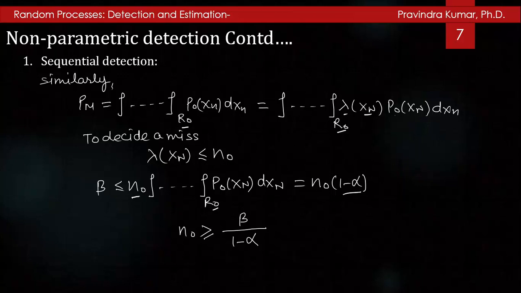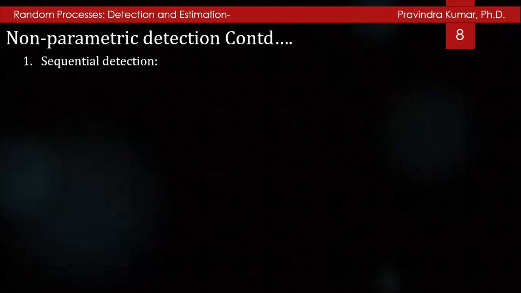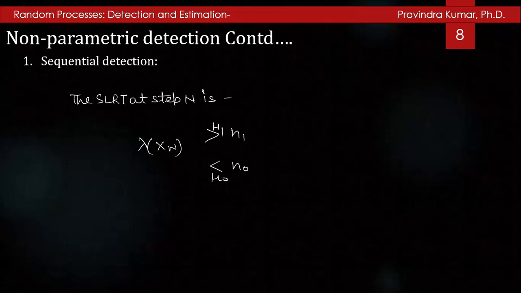So here n naught is greater than or equal to beta by 1 minus alpha. So this is the bound on n naught. So we have bounds on n naught and n1. The SLRT at step n will give you the result lambda xn. If it is greater than n1, then we will decide H1, and if lambda xn is less than n naught, then we will decide in favor of H naught. So the SLRT detector decides H1 to be true if lambda xn is greater than n1, and if lambda xn is less than n naught, then it decides H naught to be true.